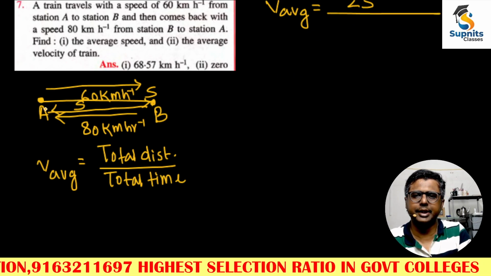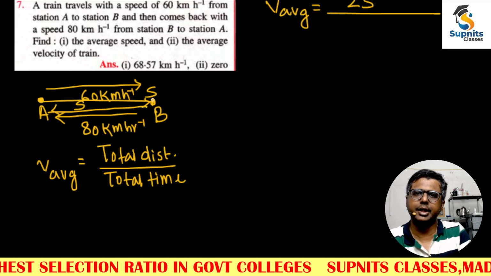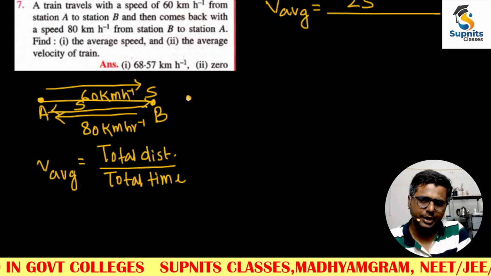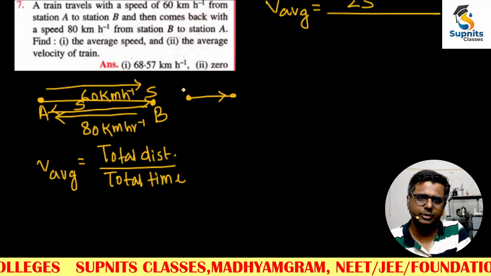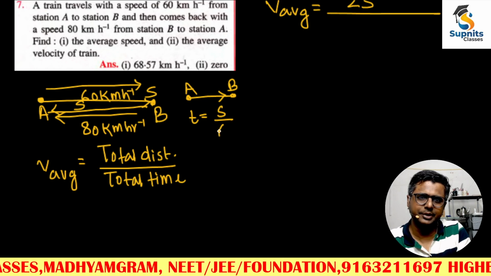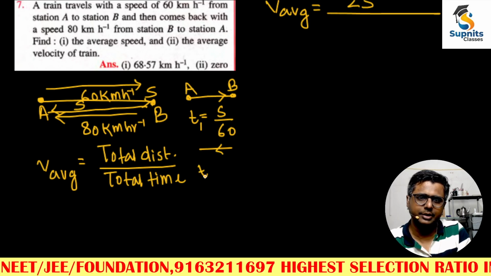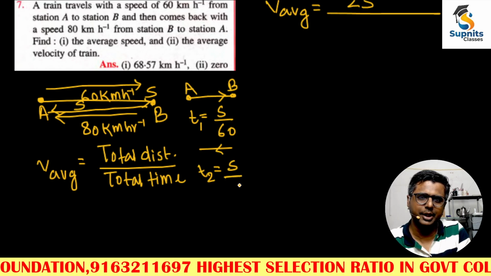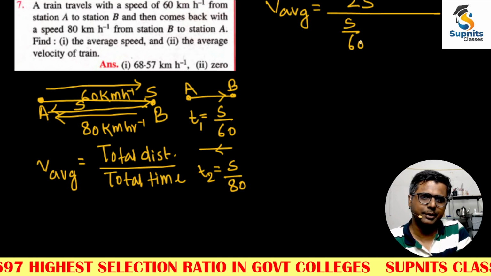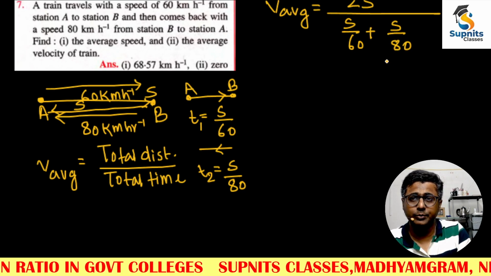Next is the time taken when the train is traveling from A to B. How will you find the time taken? So see, when it goes from A to B, time is equal to distance by speed, S by 60. And then when it comes back, suppose this is T1, this is T2, then the time will be S by 80. So here it will be total time S by 60 plus S by 80. Everybody do with me.